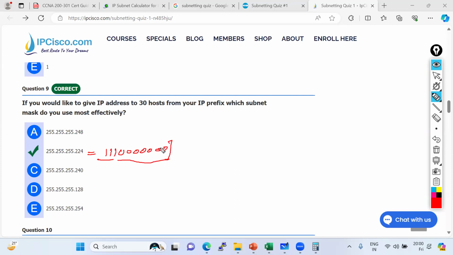So how many hosts maximum from these host bits? 2 to the power 5 gives 32. Make sense? Yes, so this is the logic. You don't have to touch the fixed bits. If you go for this one, it is going to use 4 bits as fixed, so you have only 4 host bits, and 2 to the power 4 is a maximum of 16.